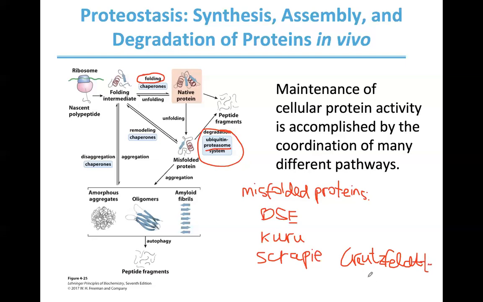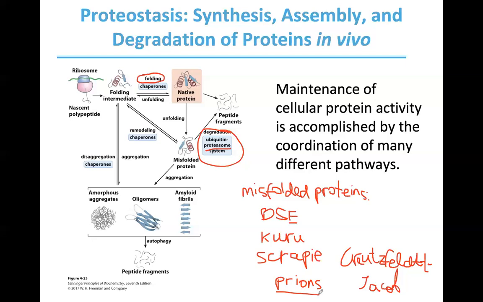Creutzfeldt-Jakob. Now, you obviously heard about prion proteins, right? So these are infectious proteins. The difference between them and all the other ones is that they misfold by themselves, but they can help misfold other proteins as well. So they're actually the infectious agent, right? If you get infected by prions, they can help misfold other proteins in the brain.